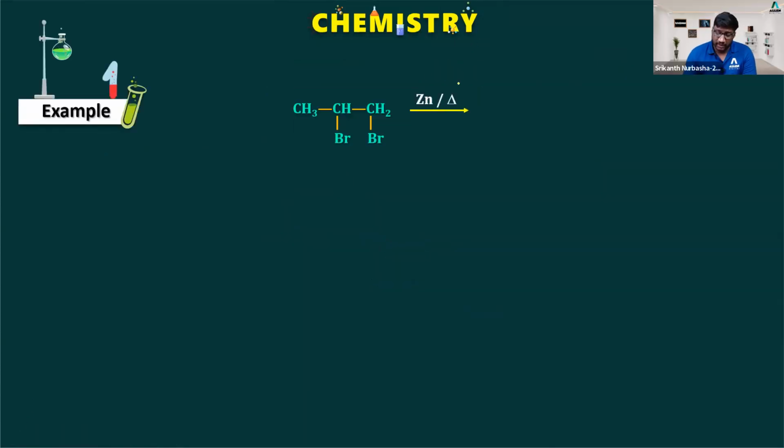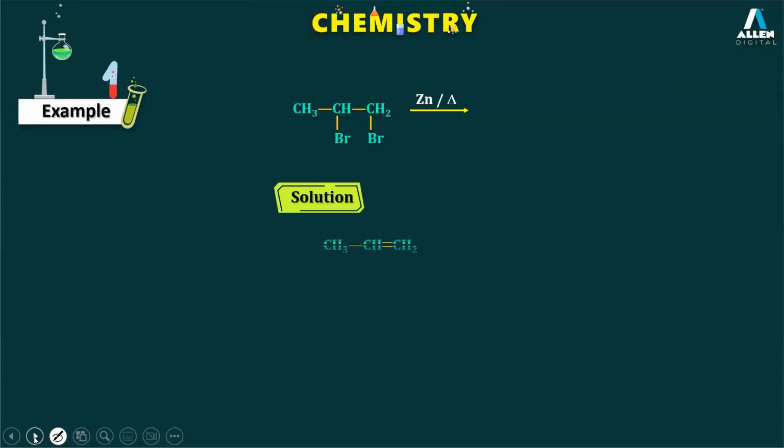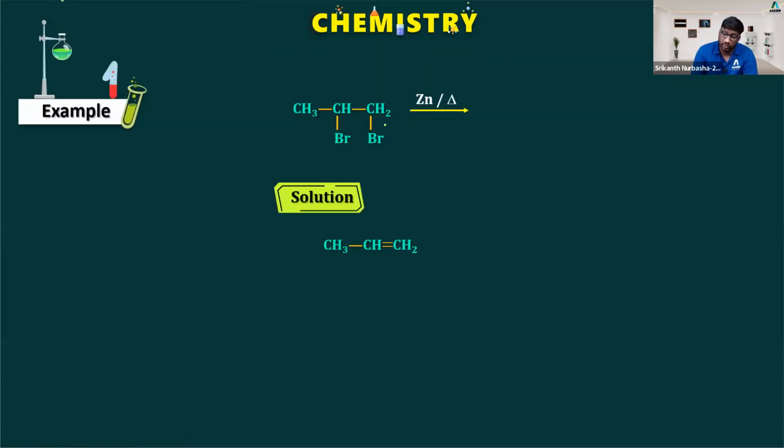What happens here? Very simple. What is the IUPAC name of the product formed? Propene. Yes or no? CH3, because two bromines are lost, we get the double bond. CH3-CH=CH2, which is nothing but your propene.